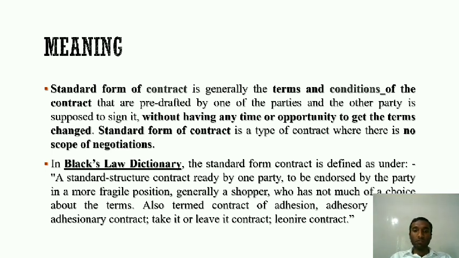For example, an insurance company may prepare a draft insurance policy which may form the basis of contract with a large number of insured persons. Another example is that the railway authorities may print various terms and conditions in the timetable, which may be deemed to be the basis of contract with thousands of passengers traveling by rail every day.